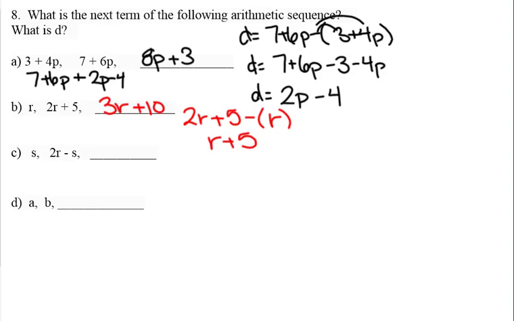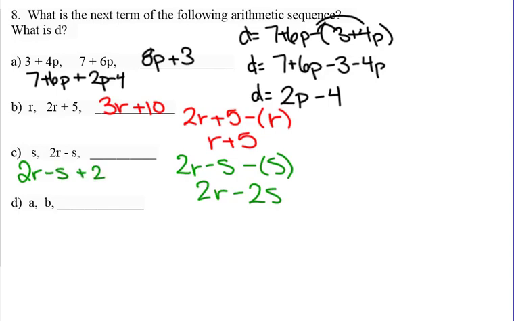Our next example, I'm going to change to a different color, we have 2r minus s, and we're going to subtract s. So that leaves us with 2r minus 2s. So our original 2r minus s plus 2r minus 2s. So 2r plus 2r is 4r, negative s subtract 2s is negative 3s.